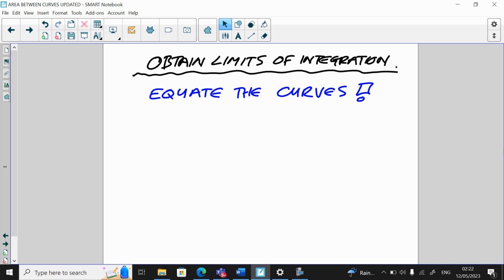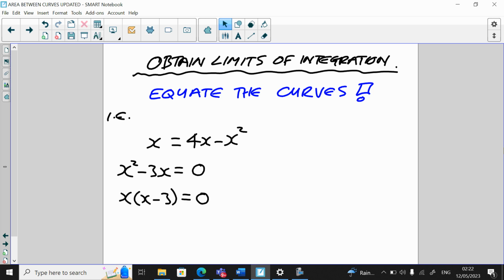So what I do is I equate the curves. So y equals x and y equals 4x take away x squared. It doesn't matter what order you equate these in. What we're going to do is take everything over to one side and have 0 on the other side. Okay, I've got a quadratic equation here on the left. I can factorise that, that's what I'm going to do. That's fine. If you want to use a quadratic formula, then do so.